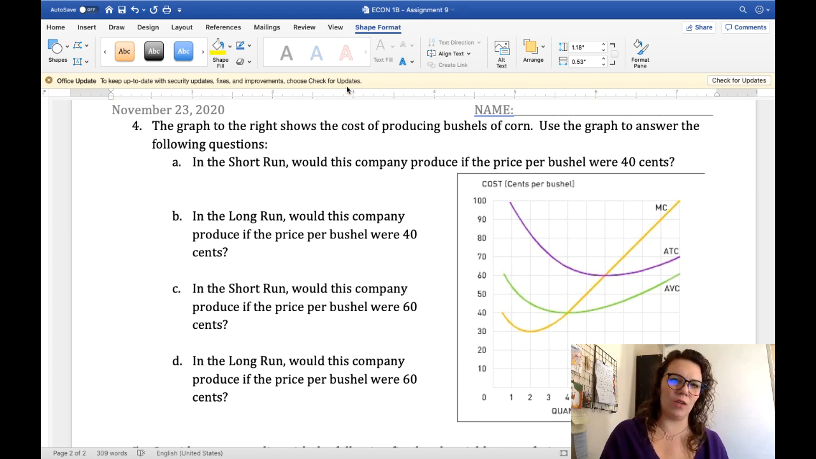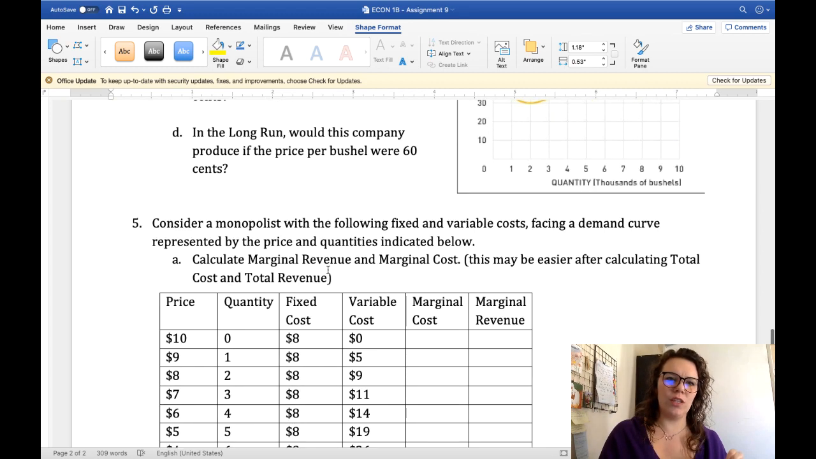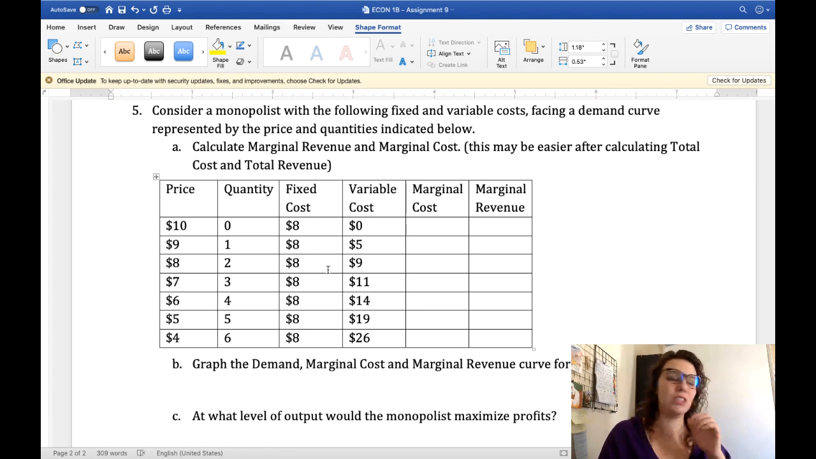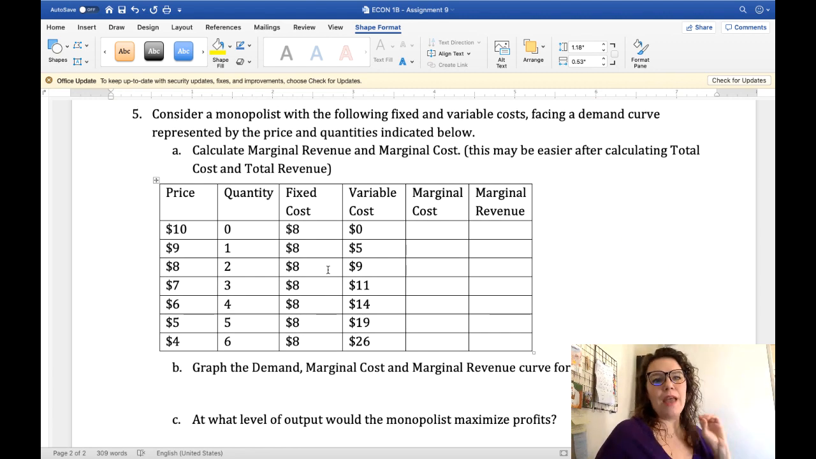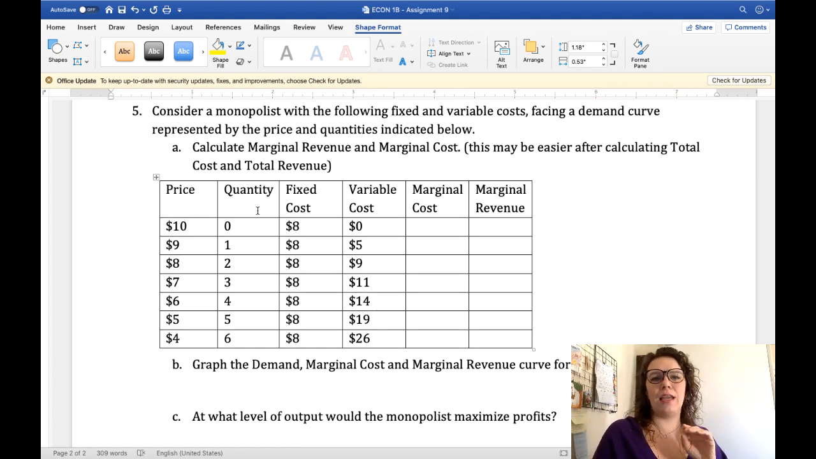So hopefully that helps. The last question you all had questions on, this was the one everyone had a lot of questions on, is this problem. This is a look at the price and quantity demanded at every given price, and then the fixed costs and variable costs. And it asks you to calculate the marginal cost and marginal revenue for a monopolist. So I'm going to go up on the board and do that one for you right now.